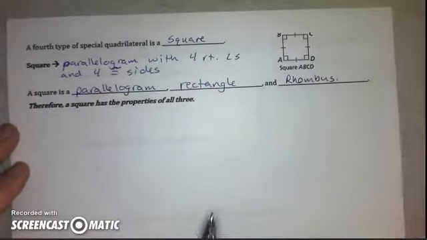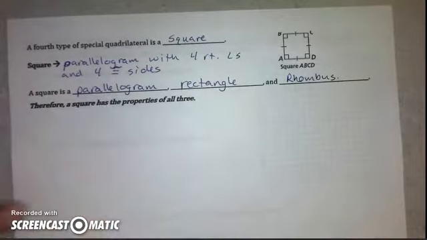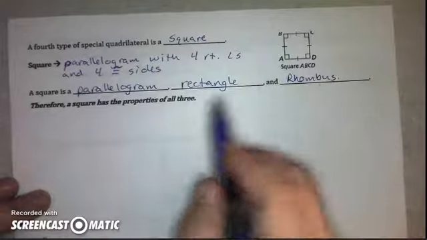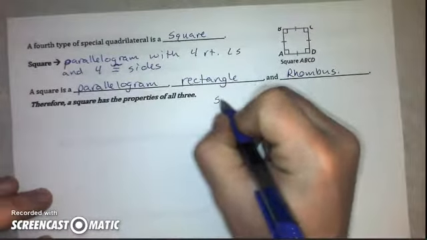Not sure why I capitalized that one, but just ignore that. Therefore, a square has the properties of all of these. So there's no new unique properties to a square. We're just going to look at the individual properties of parallelogram, rectangle, and rhombus, and then we'll better understand a square.